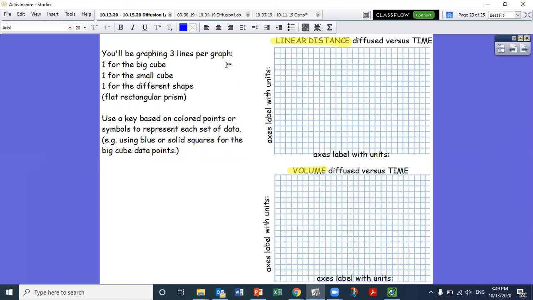And make sure that if you don't have different colors, you can just use different shaped dots like stars or circles or squares. And if you don't have those, then you can use different colors. Sorry, if you have different colors, you can use the colors, but make sure you write a key on the side for which one the big cube is represented by, which one the small cube is represented by, and which one the flat shape is represented by.